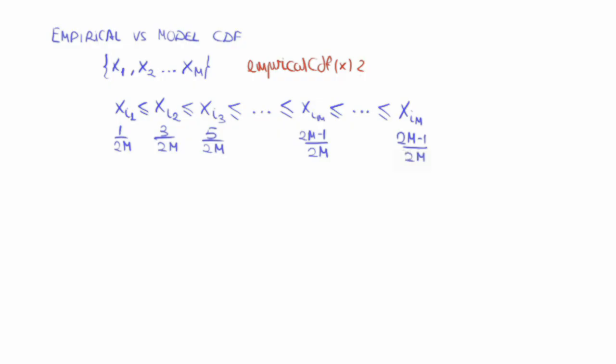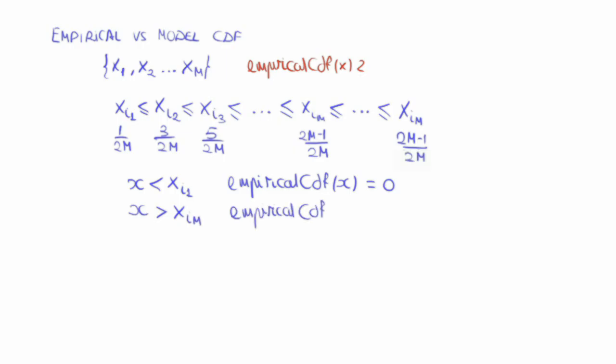What happens for values of x that are not in the sample? First, we'll consider out-of-sample values. So let's assume that x is smaller than the minimum in the sample. Our estimate of the empirical CDF for this value of x will be just 0. Assume now that x is above the maximum in the sample. The empirical CDF estimate for this value is going to be 1.